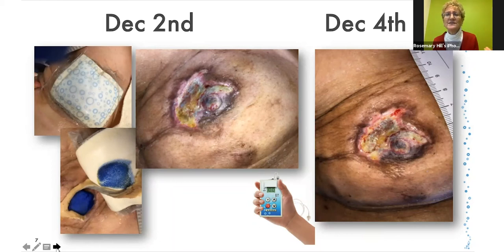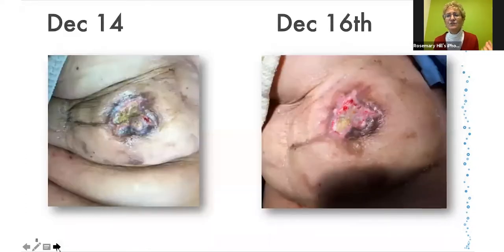You can already begin to see by December 4th a bit of granulation tissue, pinker tissues. Next slide. By the 14th, we're definitely seeing substantial improvement. And we're pushing away the notion that she would be going to hyperbaric, as we felt that this oxygen unit alone was actually transforming the wound bed to more granulation tissue. You could just see that it was better perfused and the area was becoming smaller.